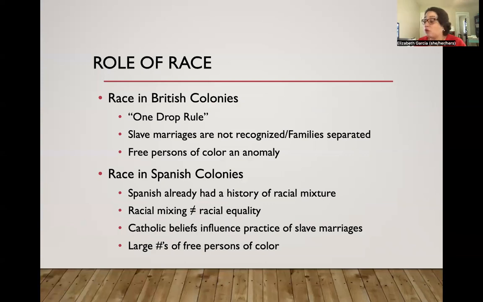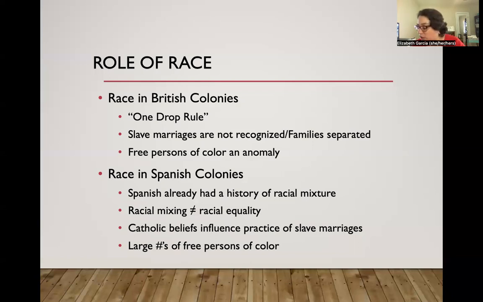The reading also talked about the role of race, the different ideas around race that each empire had. So in the British colonies, the one-drop rule was the way of understanding race. If you had one drop of any non-white race in your heritage, then you were considered a part of that race. Slave marriages were not recognized, families were separated, and free persons of color were an anomaly.